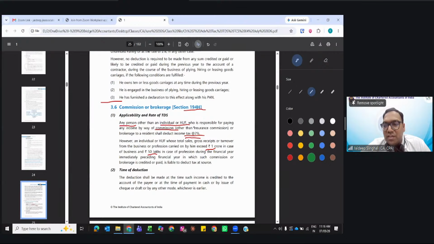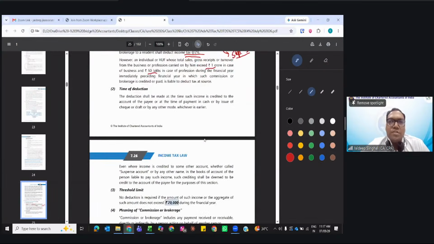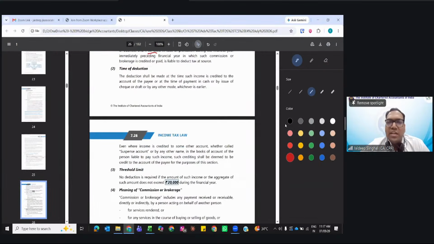They write here one thing: other than insurance commission. Why are they writing this? Because for this we have a separate section. I'm just not remembering the section number, we will see it today. I think 194D or 194DA is the section number, right?